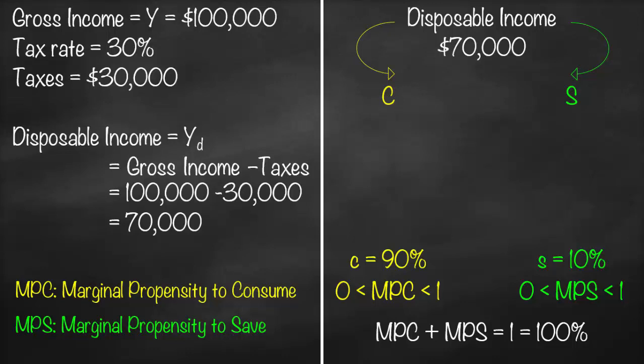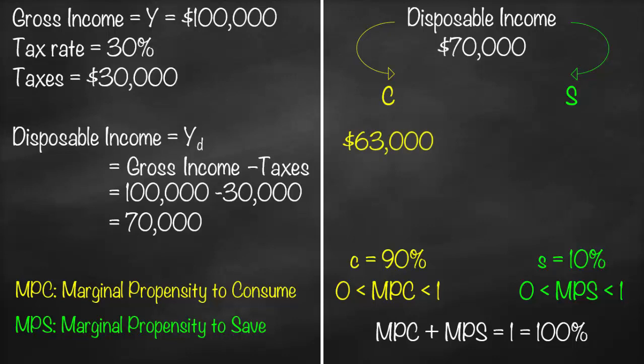This means that if our marginal propensity to consume is 90%, our marginal propensity to save must be 10%, which is 1 minus 90%. Consequently, we have a disposable income, in this example 70,000, and we have marginal propensity to consume, MPC or little c, of 90%. So what will be our consumption amount? It is MPC multiplied by 70,000, so 70,000 times 90%. This will give us 63,000.